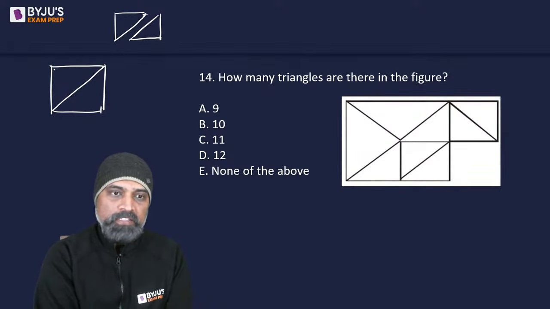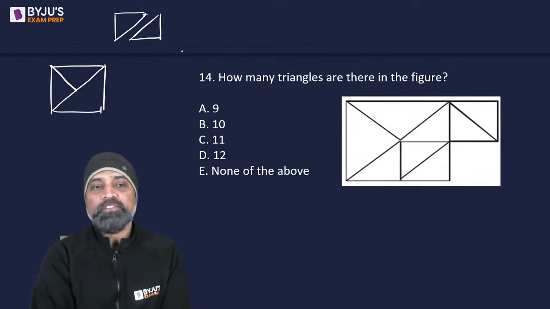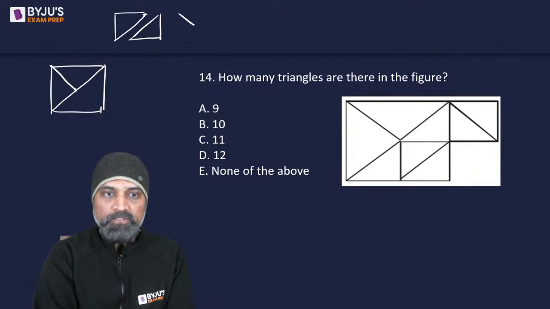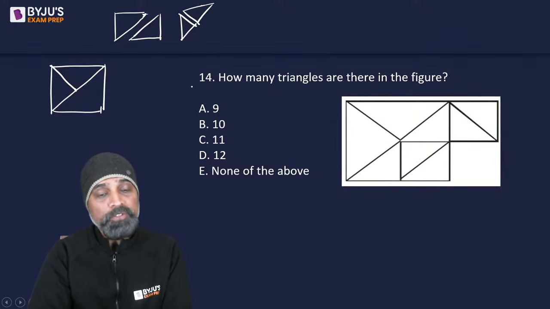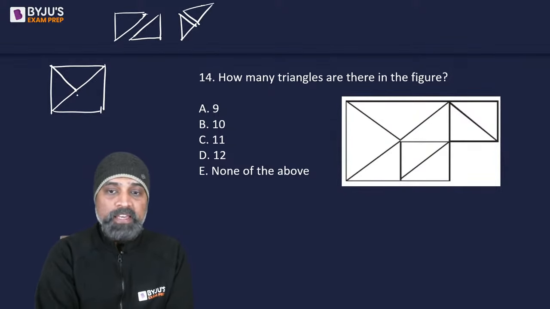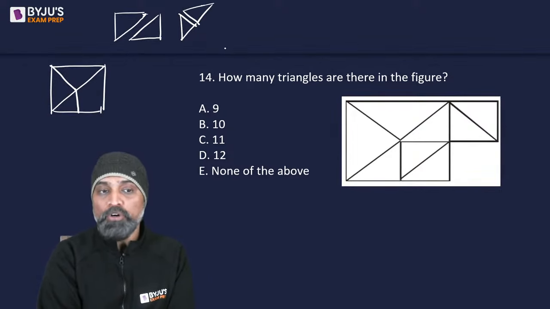The moment we draw this particular line, we get two more triangles, one of which is going to be that, and the other one is going to be this. So we have two more. Next, when I draw this, I get one more triangle. I do not get two triangles. I get one more triangle, which is this one.